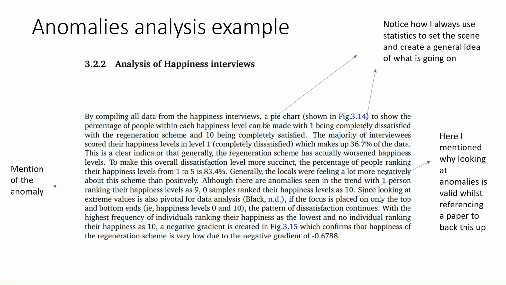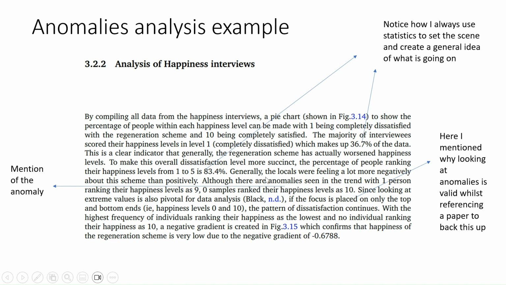This is how I always use statistics to set the scene and create a general idea. Look here, guys, this is using that method I taught you earlier. The majority of interviewees scored the happiness levels at level 1, which makes up 36.7%. I always like putting the mathematical stuff first because it just sets the scene. Again, I explained what it shows: generally, the locals are feeling a lot more negatively than positively.